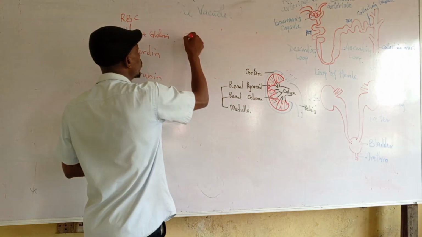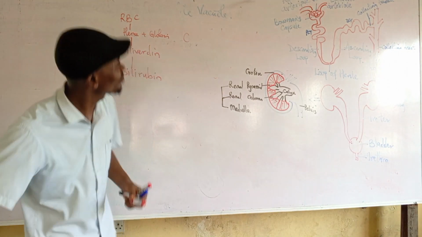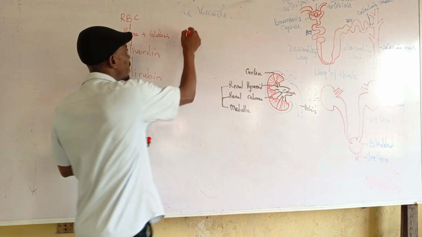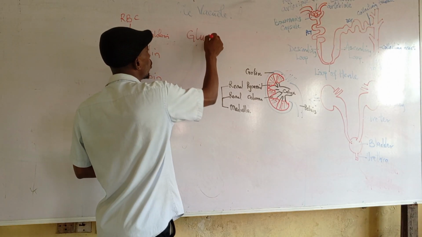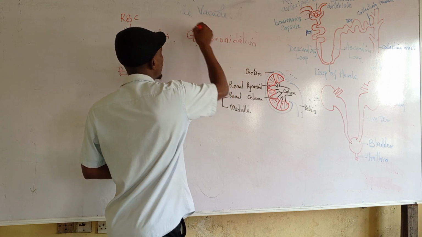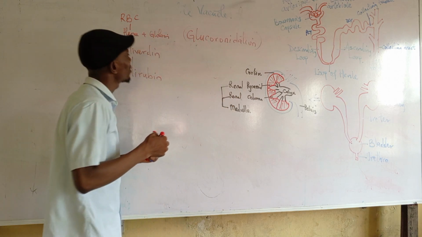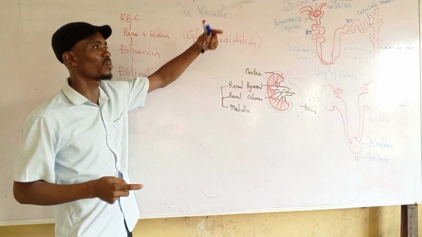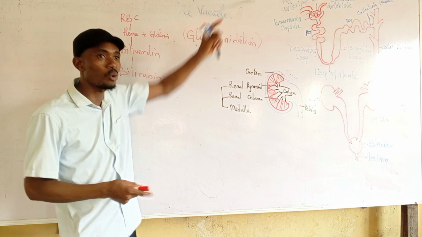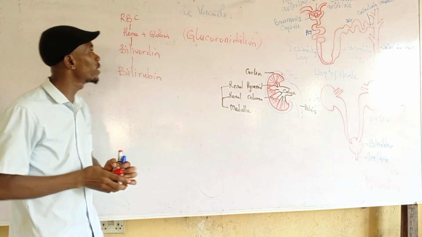It's not really needed for O-level exams, but for the purpose of knowing, let me write it there. Glucuronidation. But I don't really advise that you take it to heart. As you study further, you get to see it. It's a reaction that occurs in the liver. That is what you should know for now.